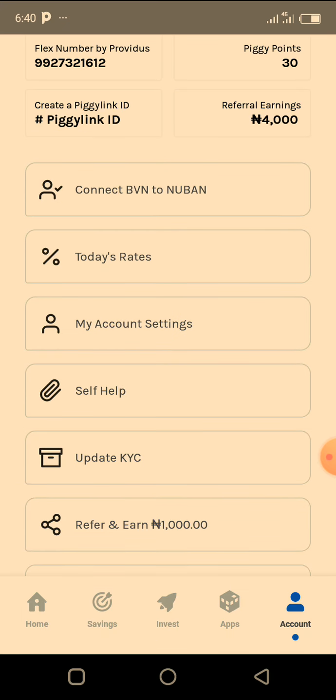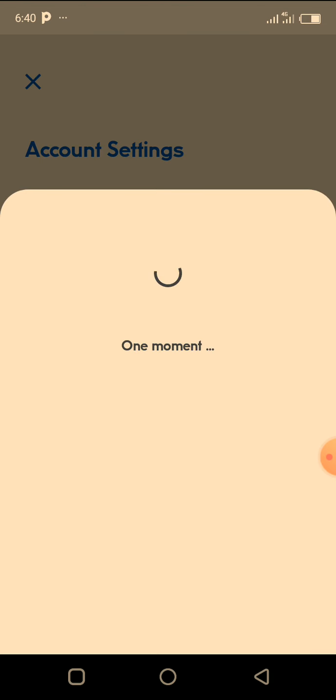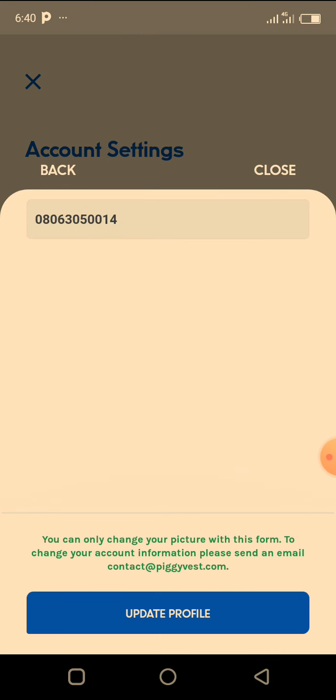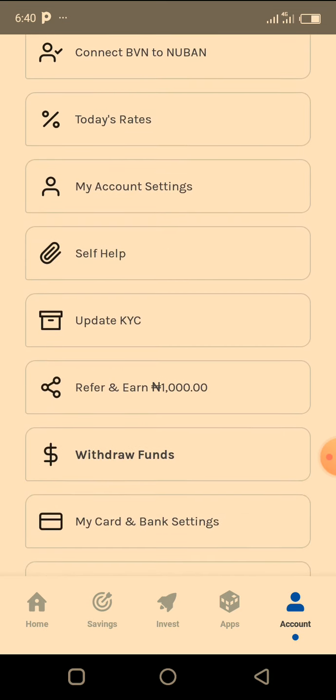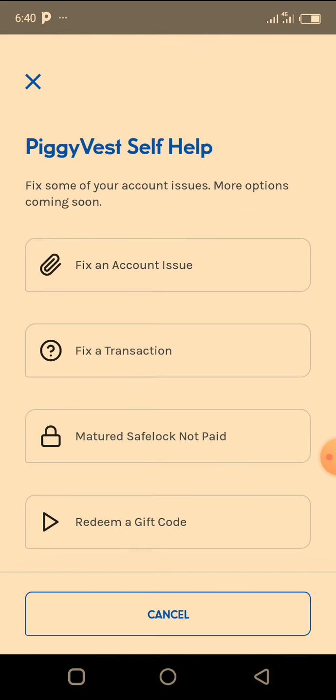So then we have my account setting. This is where I put the two-factor authentication, then profile setting. You put your name, email address, and all those things. You update your profile. So just see the details there, please. Self-help, fix account issues.